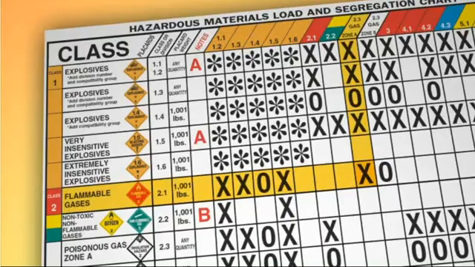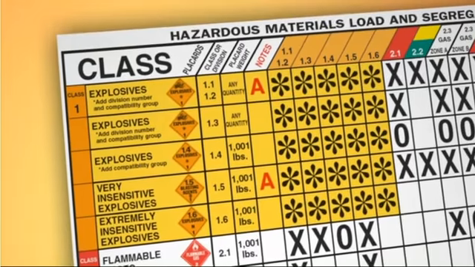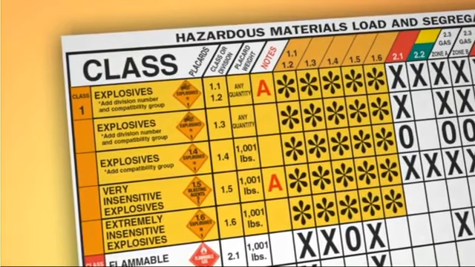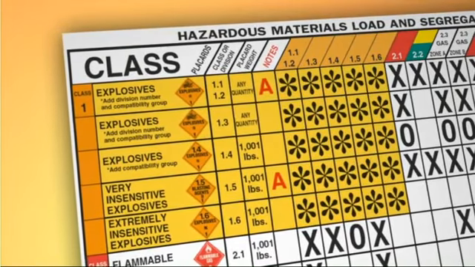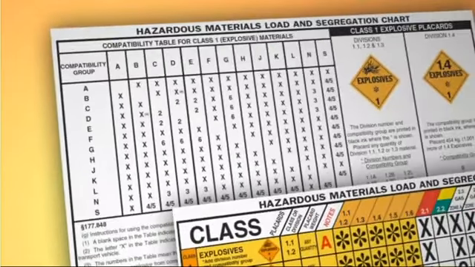An X indicates that materials cannot be loaded and stored together. An O indicates that they cannot be loaded together unless they're separated to prevent the materials from mixing in the event of an accident or incident. And if the space is blank, it means that no restrictions apply. For Class 1 explosives, you may see a star or an asterisk. This indicates that segregation among some of the different Class 1 explosives is governed by a separate compatibility table used only for Class 1 explosives.